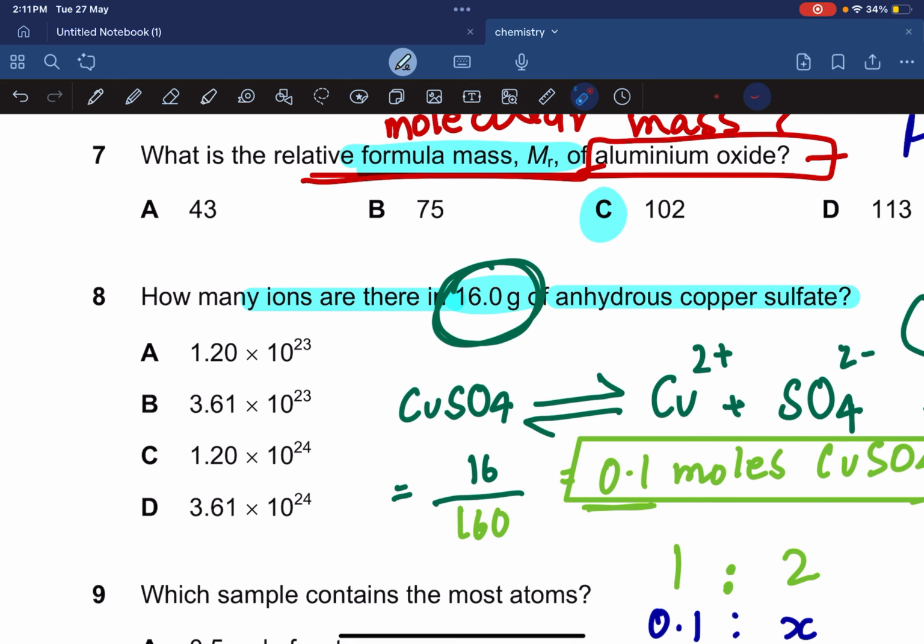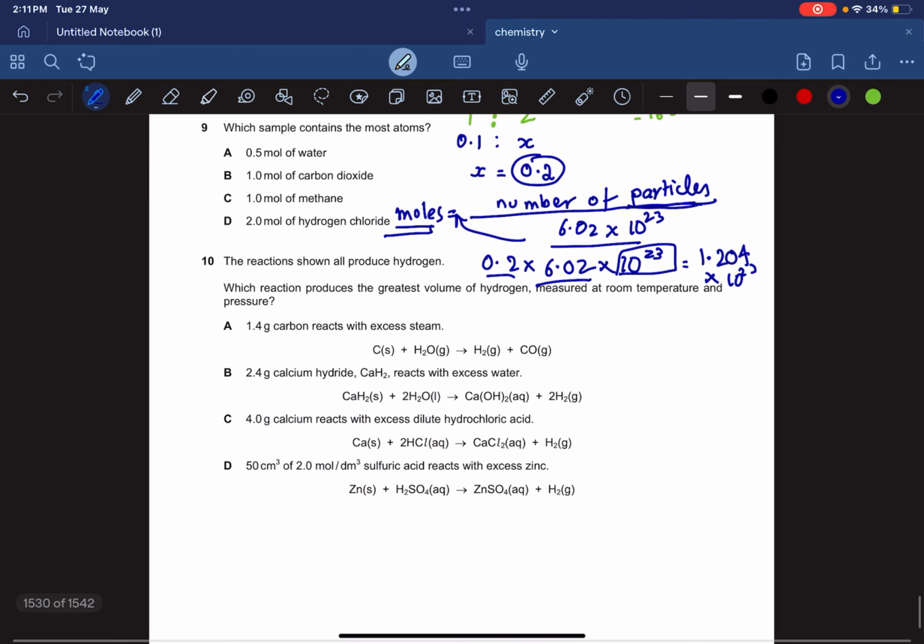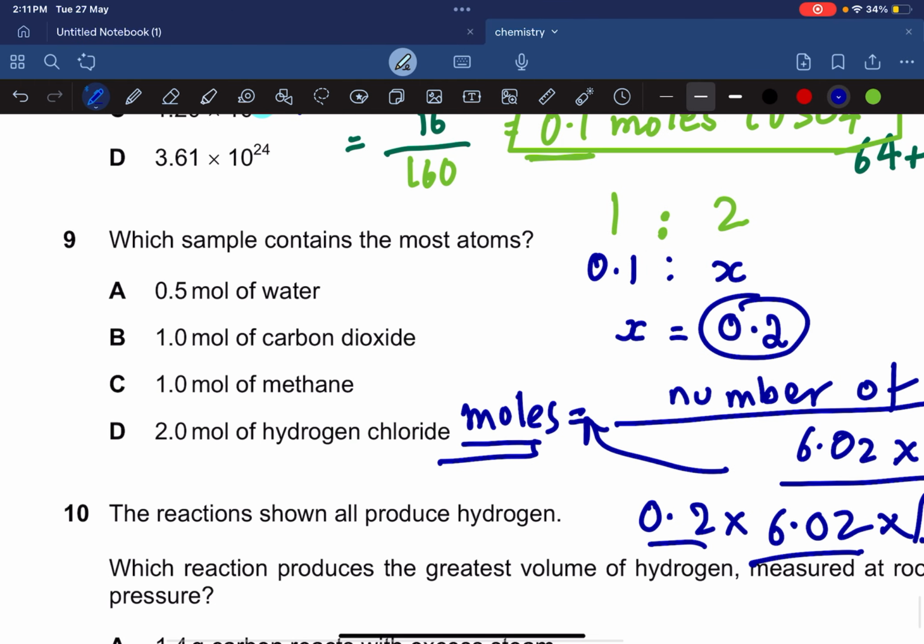Don't be confused by this and this. These two options seem exactly the same, but over here this 24 is going to ruin your answer. It's 10 exponent 23, so you've got to be careful while choosing the options. These are just distractor options. If you're a little careless, you're going to be distracted. Moving on, what sample contains the most atoms?